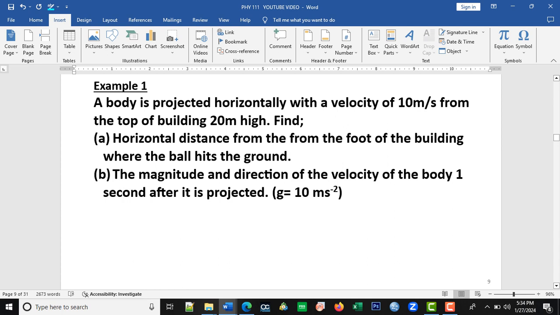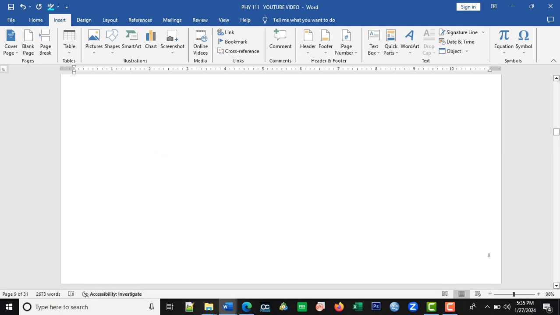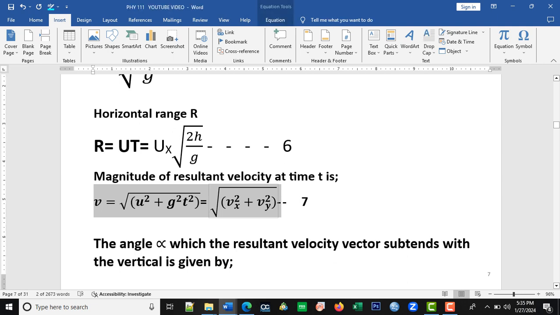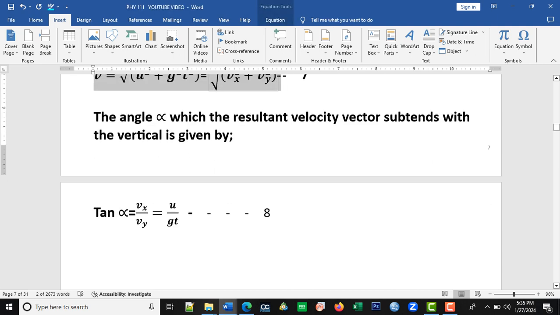The magnitude and direction of the velocity of the body 1 second after it is projected. G was given here. So for magnitude and direction, what was the expression? It's always good to memorize it. You're going to use equation 7.